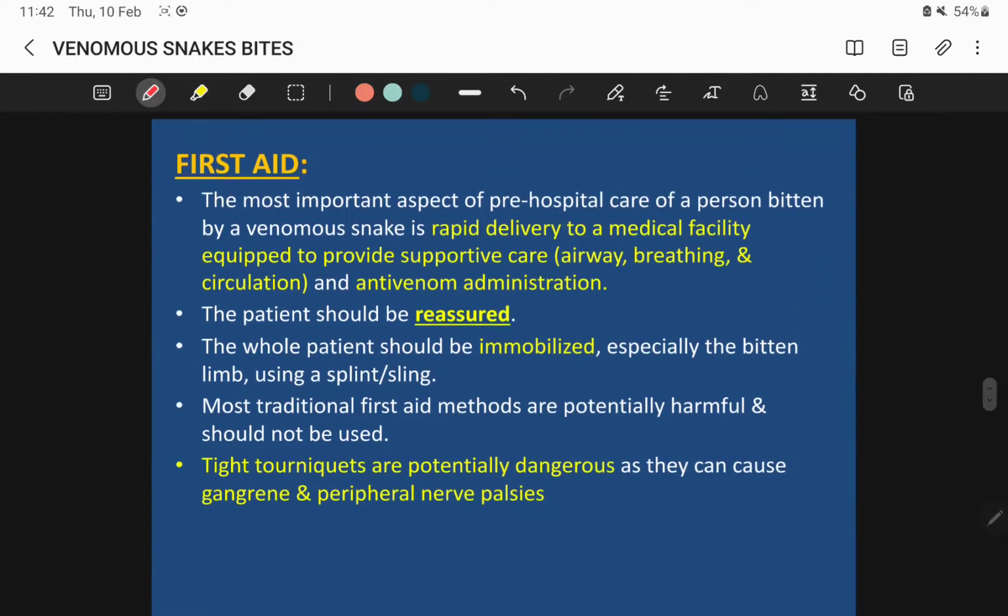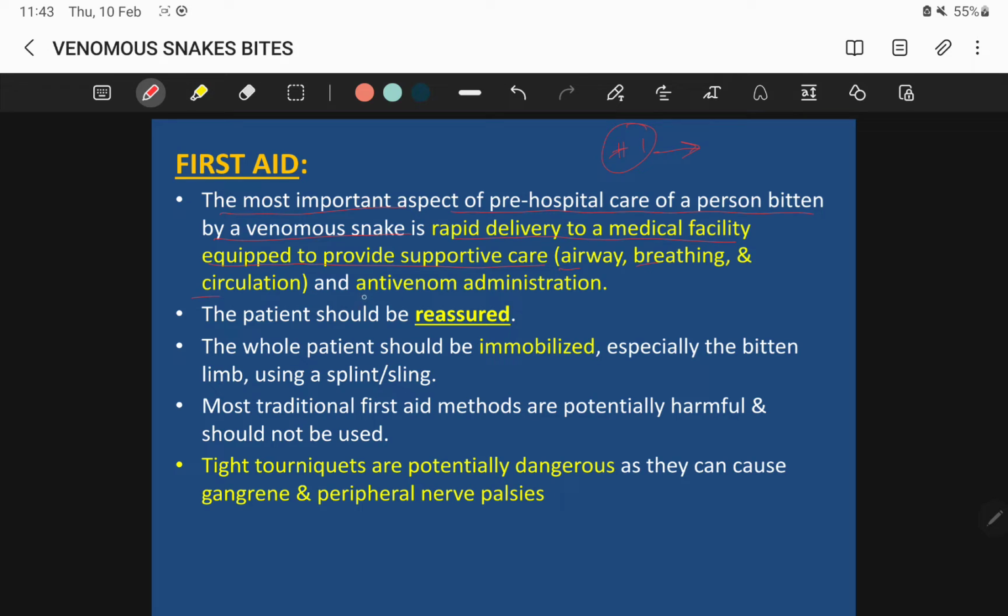So first aid, right? Very important. The most important aspect of the pre-hospital care of a person bitten by a venomous snake is rapid delivery to a medical facility equipped to provide supportive care. There is no hi-fi first aid you can do. The number one thing you should do when a person gets a snake bite is help them get to a hospital or medical facility that can provide supportive care, meaning airway, breathing and circulation.